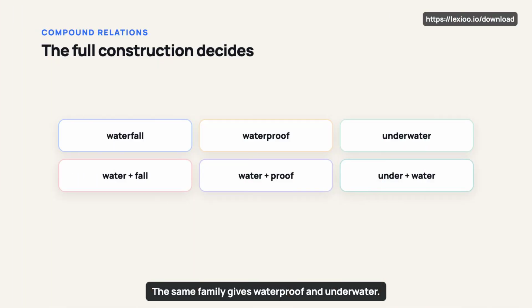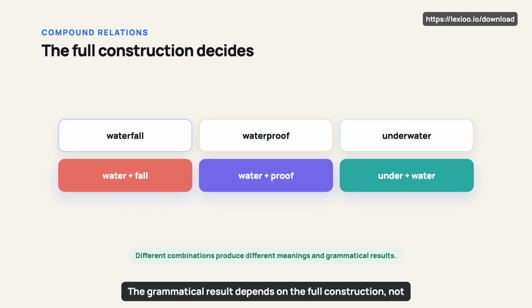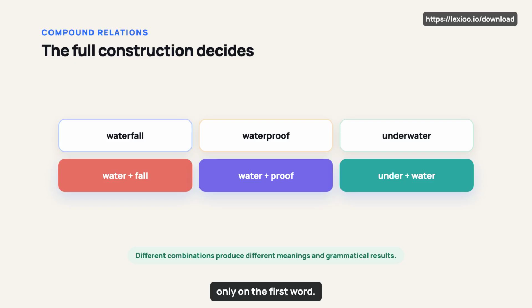The same family gives waterproof and underwater. Waterproof describes something that keeps water out. Underwater describes a location or condition below the surface. The grammatical result depends on the full construction, not only on the first word.